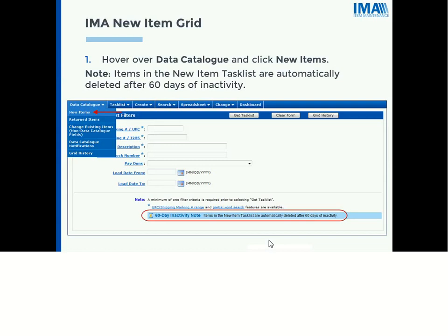Do be aware that items in the new item task list are automatically deleted after 60 days of inactivity. So if you've synced items over and you don't touch them for 60 days, then they're going to be removed from your task list. If that happens, all you have to do is go back in and resync those items, and they'll show back up in your new item data catalog task list. To keep them from being deleted, you just have to go in and touch your items, like put them on a grid. And you don't have to process them yet, but if you put them on a grid, then that 60 days of inactivity is going to be reset, and it's going to start over counting that 60 days.